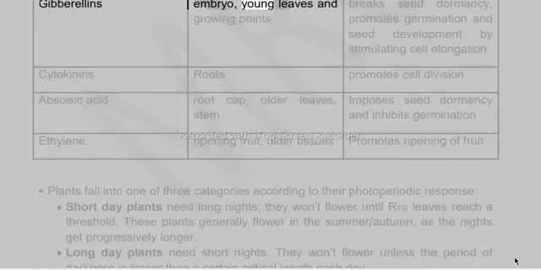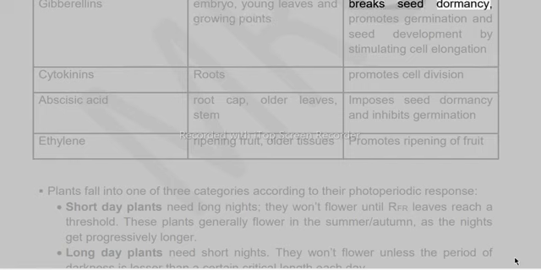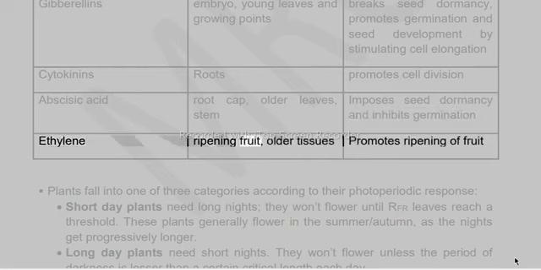Gibberellins: embryo, young leaves and growing points. Break seed dormancy, promote germination and seed development by stimulating cell elongation. Cytokinins: roots. Promote cell division. Abscisic acid: root cap, older leaves, stem. Imposes seed dormancy and inhibits germination. Ethylene: ripening fruit, older tissues. Promotes ripening of fruit.